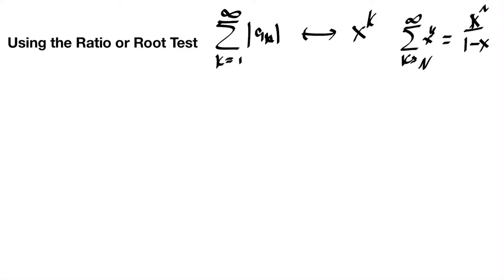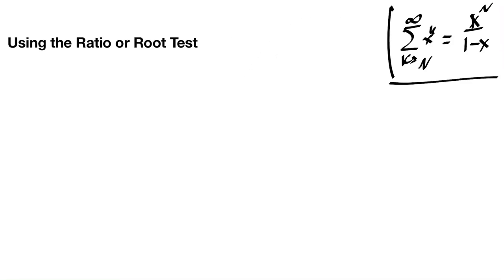Oh wait, I'm confusing myself again. It's just x to the capital N, because it's whatever that first term is. If it was 0, it was x to the 0. If it's 1, it's just an x. Okay, so this is the formula that we're going to use, and then we're just going to go back again and think about the proof.